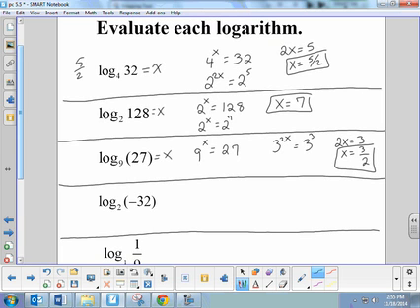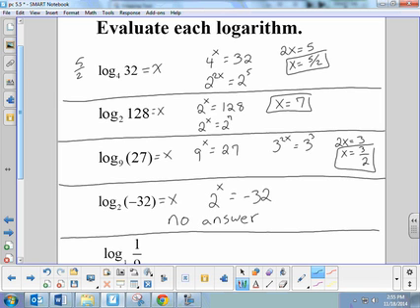All right, we've got log base 2 of negative 32. Just like before, we're going to set that equal to x. 2 to the x equals negative 32. In class, I let people suffer with this one for a little bit. I'm just going to tell you right now, you cannot take 2 to any number and get a negative. There is no answer.